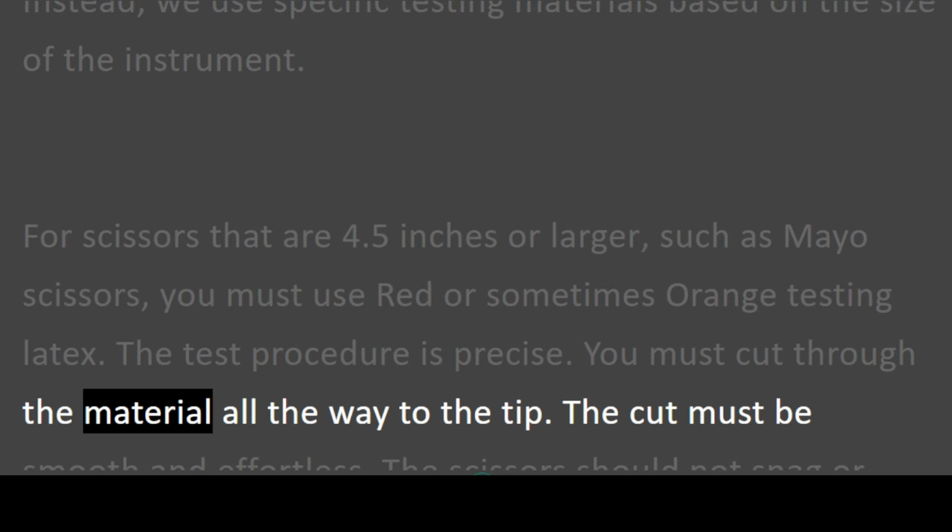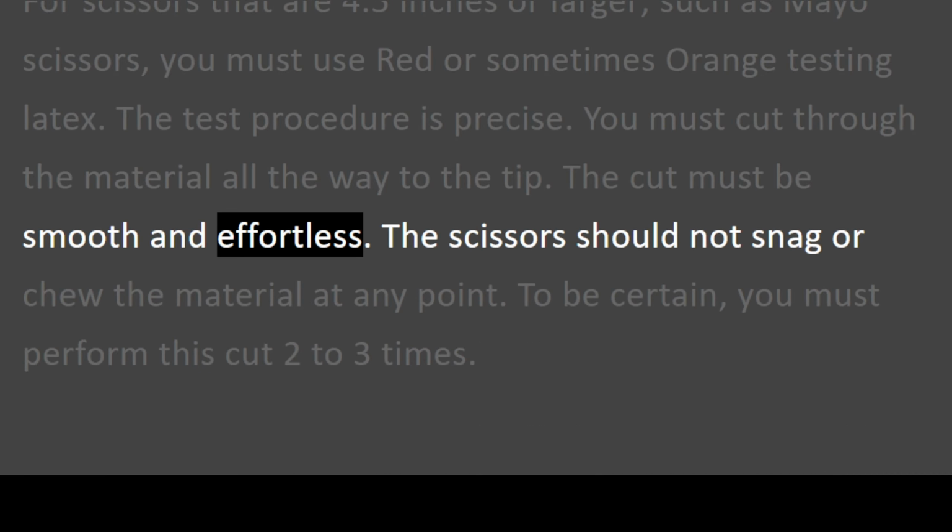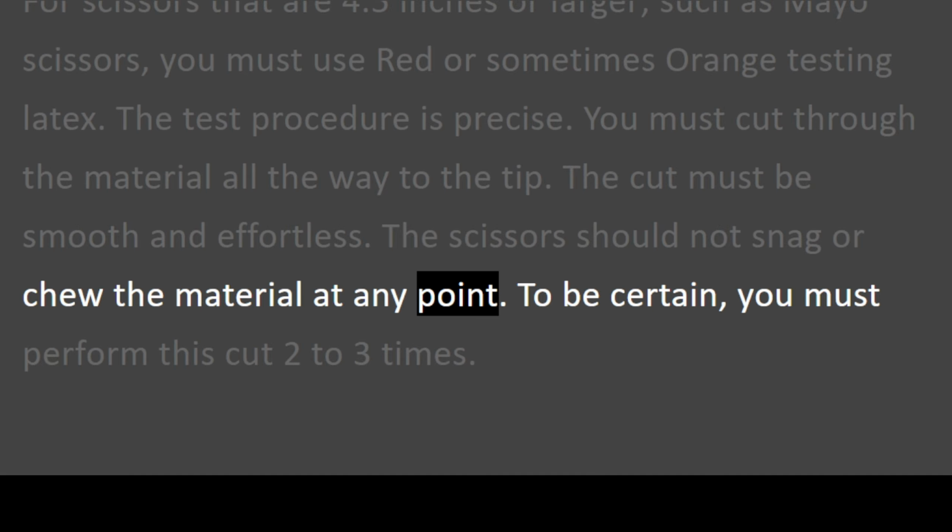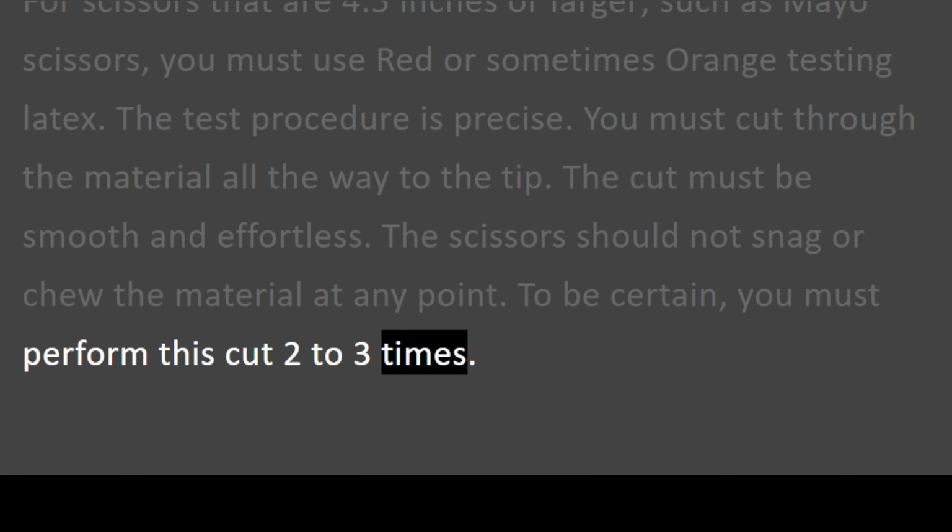The test procedure is precise. You must cut through the material all the way to the tip. The cut must be smooth and effortless. The scissors should not snag or chew the material at any point. To be certain, you must perform this cut 2 to 3 times.